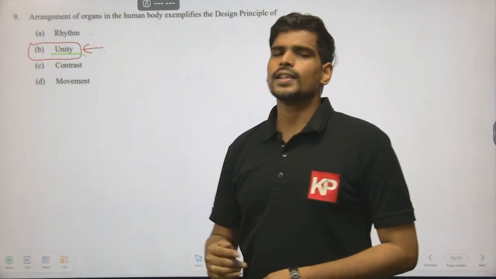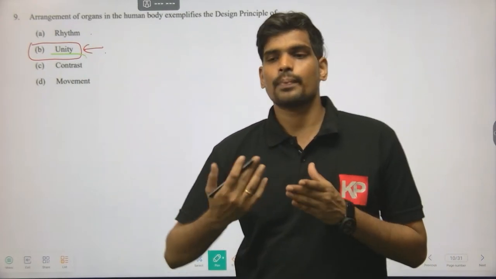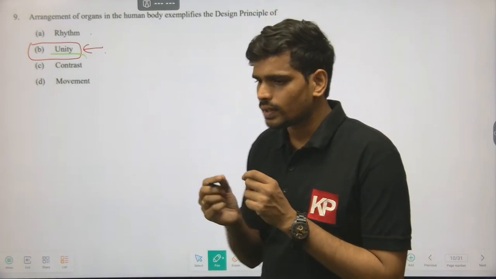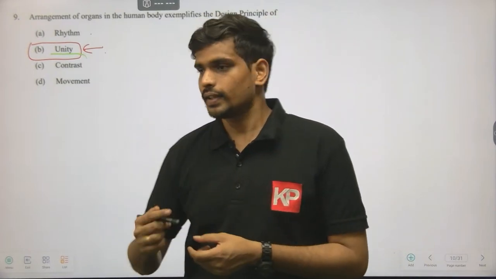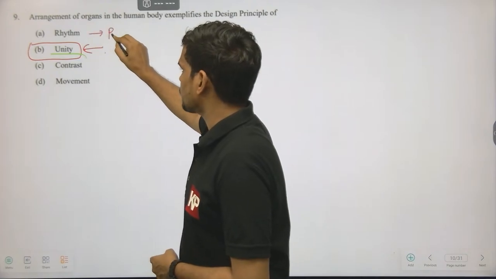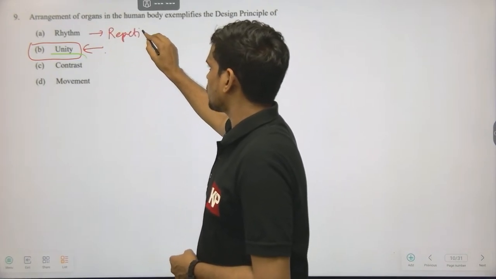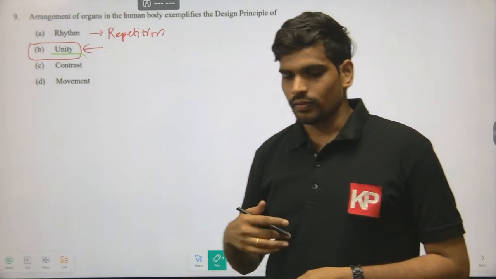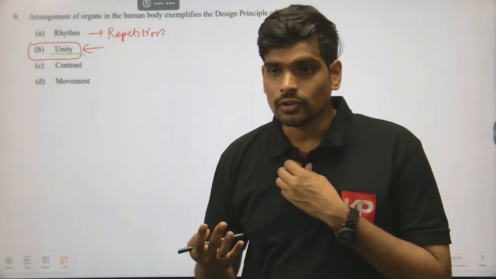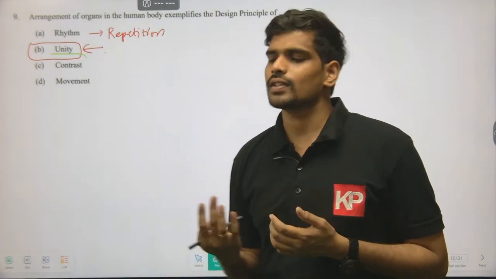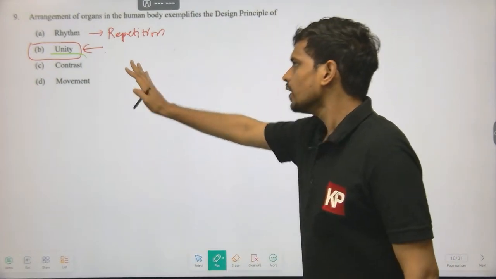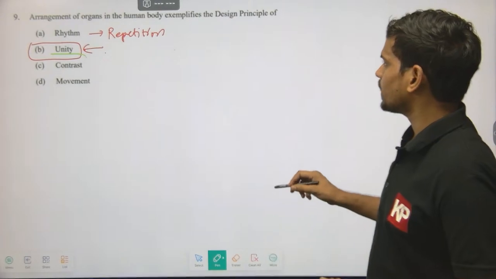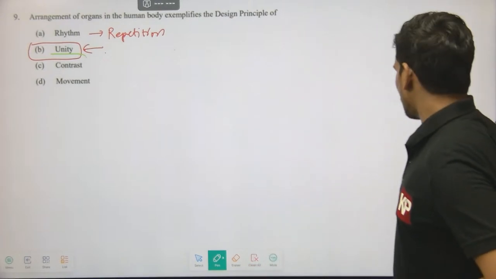Rhythm, remember, is wherever you see there is repetition. Rhythm is a term you can remember this way, R and R. Rhythm relates to repetition generally. There is the same element repeating not once or twice but multiple times. That is not something which you see essentially in human body. Unity is the most appropriate, you can say, in the given options.